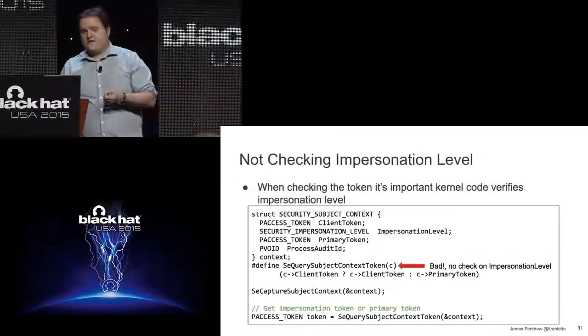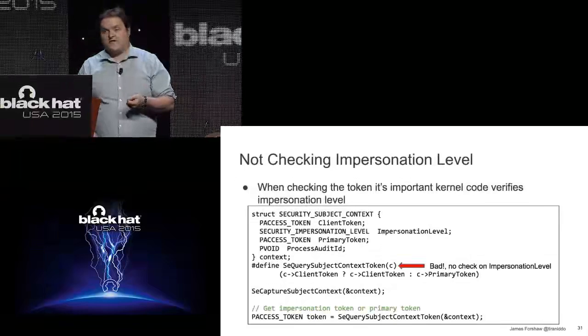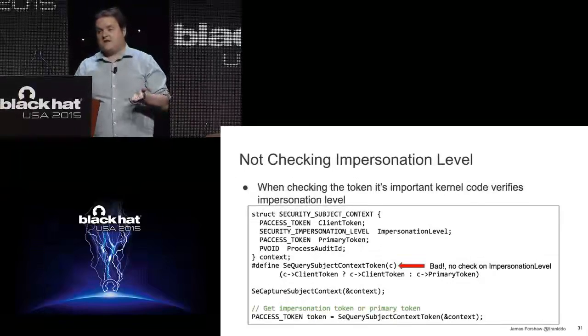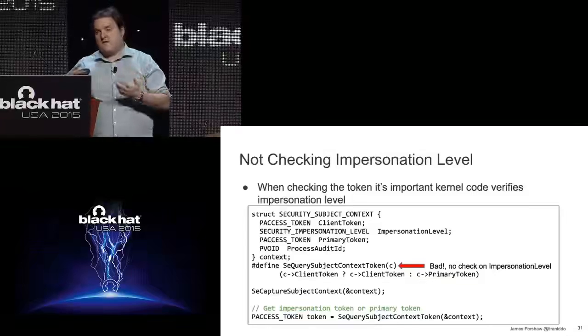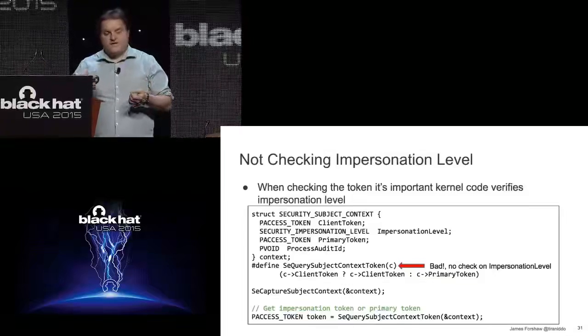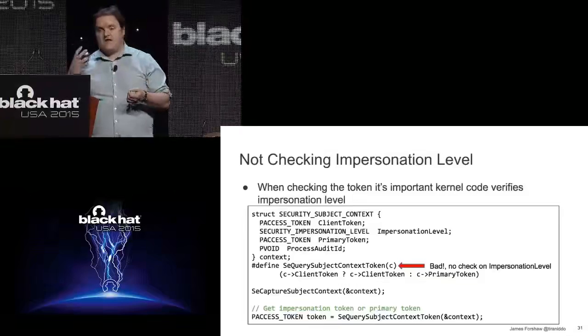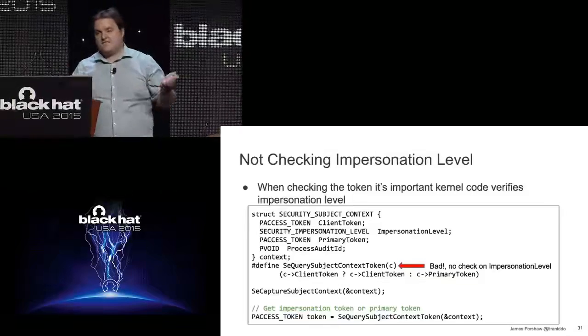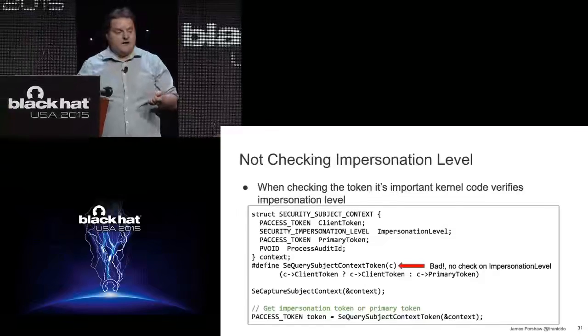So this is the first, probably most obvious bug you can think of. We've got this identification mechanism. We've got this impersonation level. What if the code forgets to check the impersonation level? That would be an obvious bug.